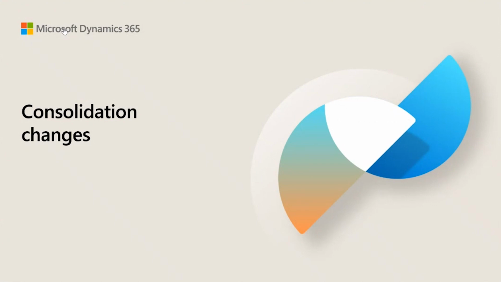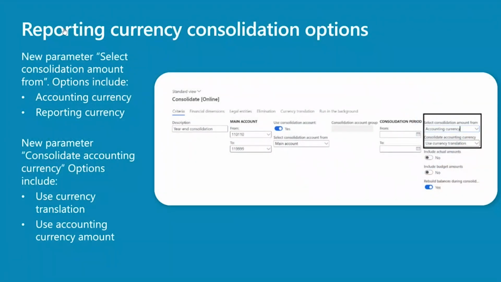All right, for consolidation, we have a new parameter. It's highlighted on the picture there. It's called Select Consolidated Amount From. And this is available in version 10.0.30. You may be familiar with this because it was previously a feature that was available in the feature management workspace. It was called Enable Dual Currency in General Ledger Consolidation, but now in 10.0.30, we moved it to be a parameter, so you have the choice each time that you run.